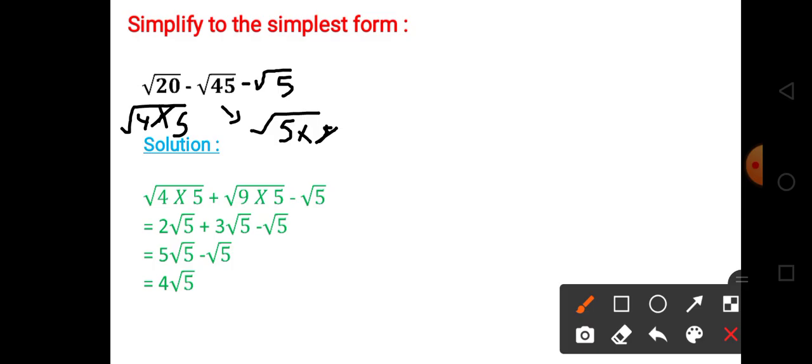root 4 multiplied by 5 plus root 9 times 5 minus root 5. Okay, look here. 4 is perfect square. Root 4 equal what? Root 4 equal 2. So it became 2 root 5. Look at here, root 9. Root 9 equal 3. So it became 3 root 5 minus what? Minus root 5. Okay, so 2 root 5 plus 3 root 5 equal 5 root 5 minus what? Minus root 5. So 5 root 5 minus root 5 equal 4 root 5.